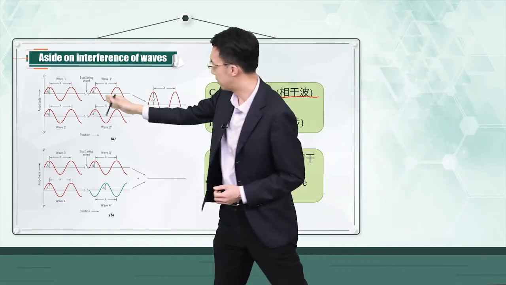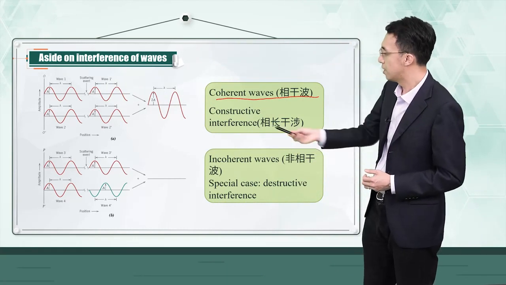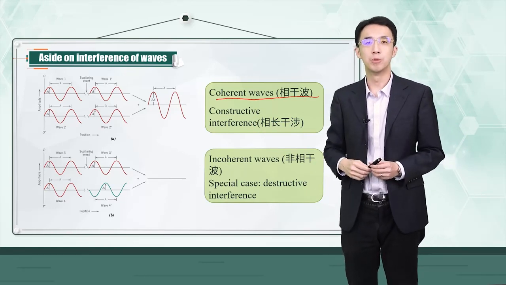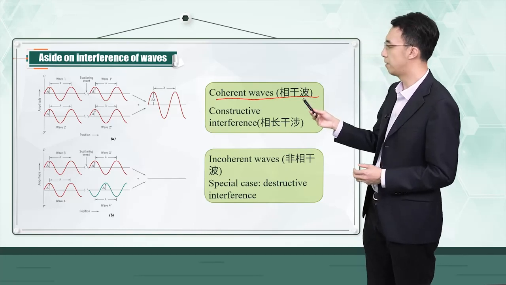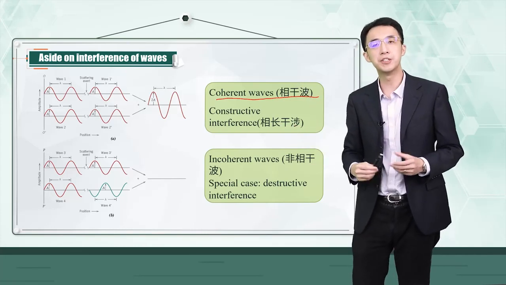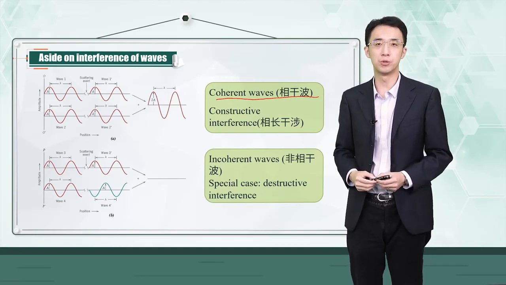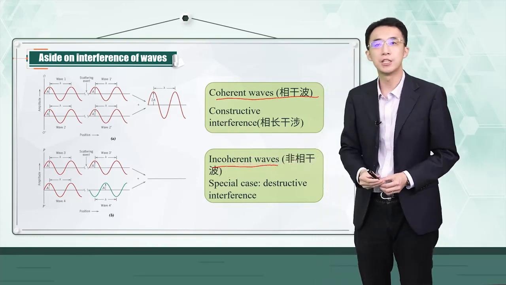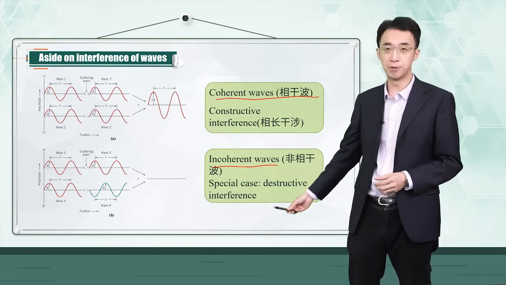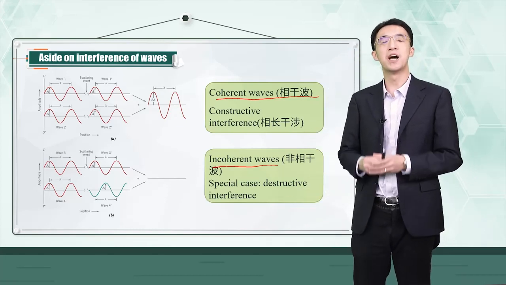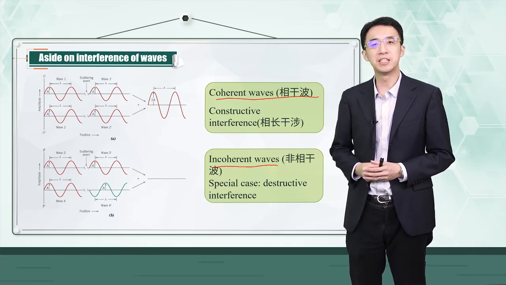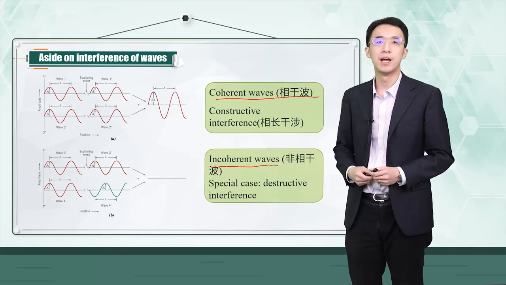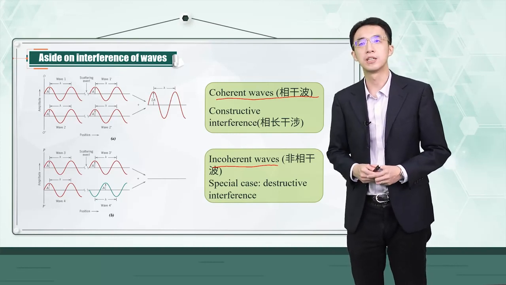And when they are combined together, they will generate so-called constructive interference. And the magnitude or the amplitude of the wave will be doubled. So this is so-called coherent waves and constructive interference. But in general, there will be a phase difference in these two waves. And in that case, these two waves are so-called incoherent waves. And the special case is the destructive interference, where the two waves have exactly opposite phase, or essentially 180-degree phase difference. So when these two waves are combined together, they will just cancel each other and result in nothing. So this is called destructive interference.